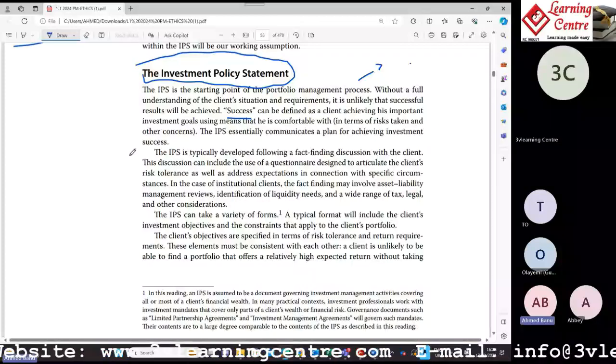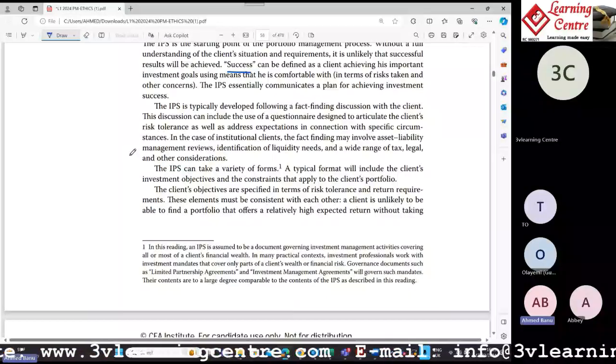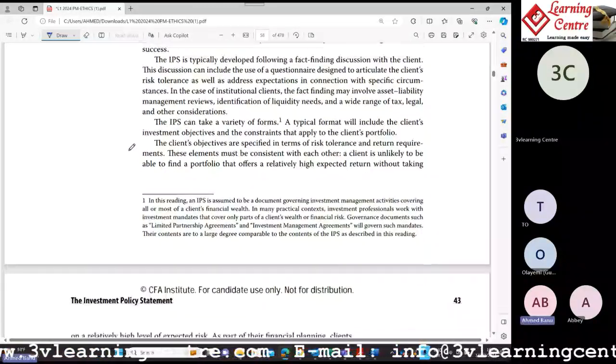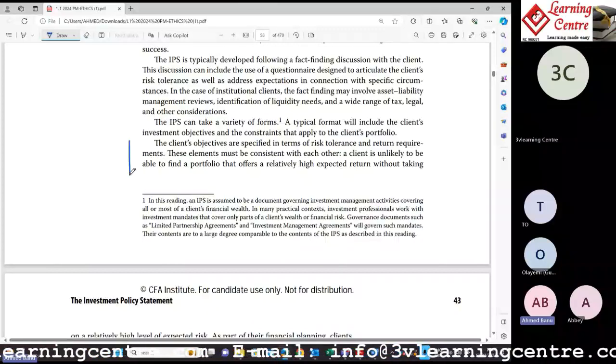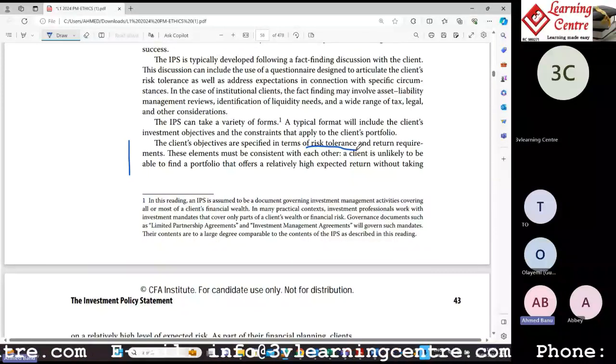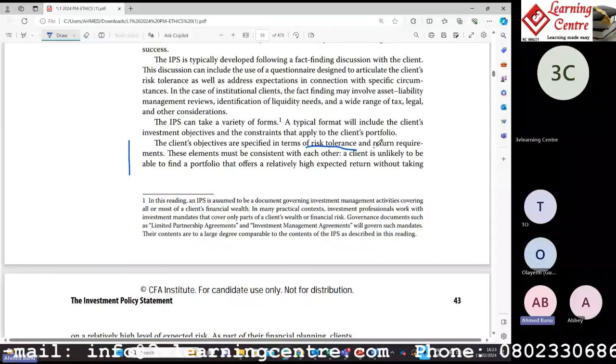So your IPS is a document that is always signed by both the client and the portfolio manager. Your IPS takes different forms, but the most important part of your IPS is your client's objectives, which is determining your client's risk tolerance or risk objective, and determining your client's return requirements or return objective.